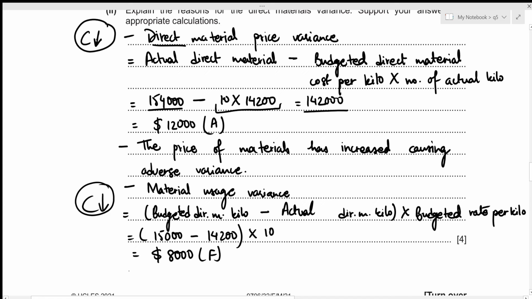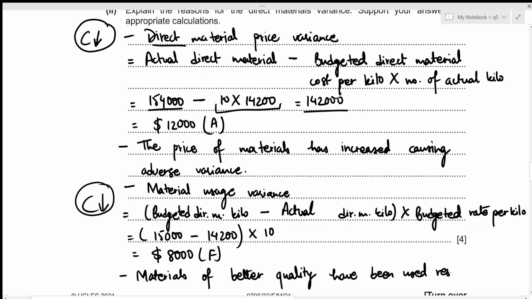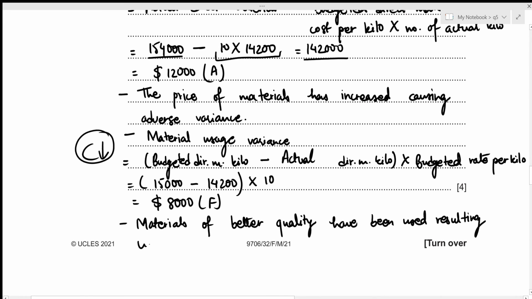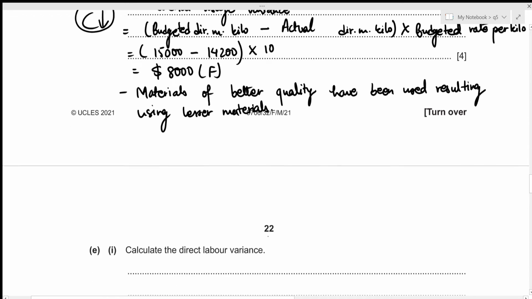Let's write it down. Materials of better quality have been used, resulting in using lesser materials. Okay, this now concludes the fourth part of this question. We can move towards the fifth one.